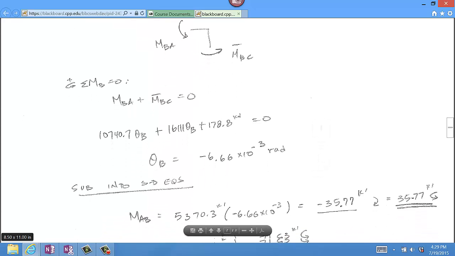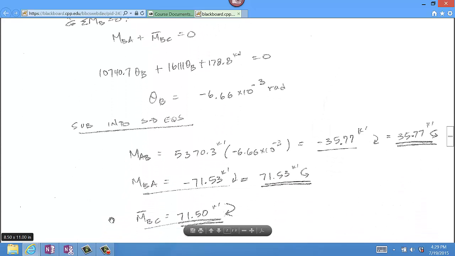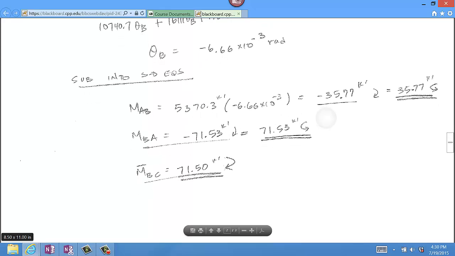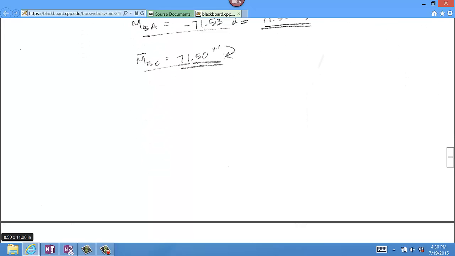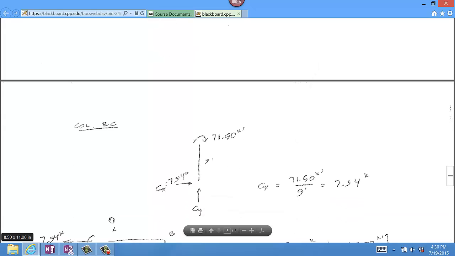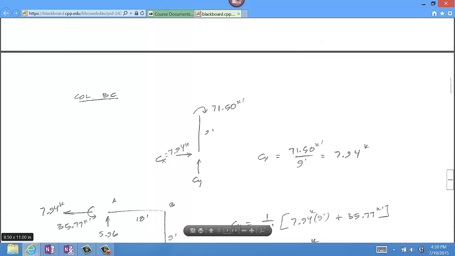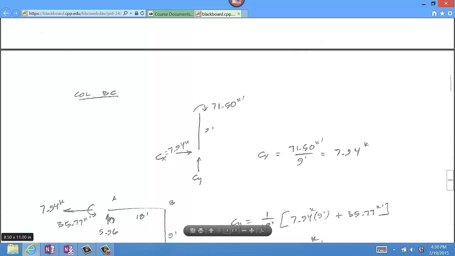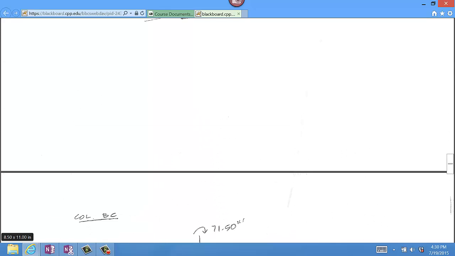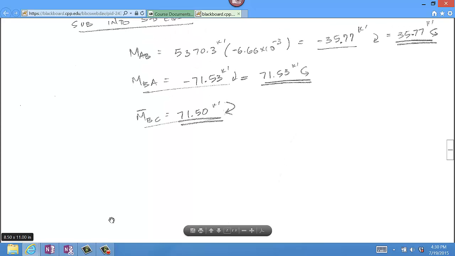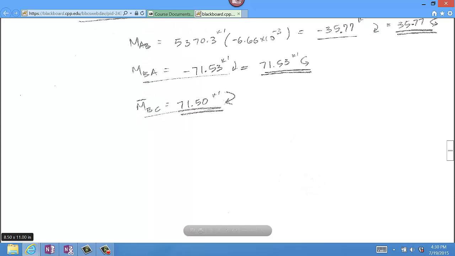Once you have theta B, plug that back into each one of the slope deflection equations, and you can solve for MAB, MBA, and M bar BC, the three moments. Beyond that, what you could do is, for example, break up column BC, a free body diagram for BC. You have the moment at the top of the column. That was M bar BC, which was 71.5.